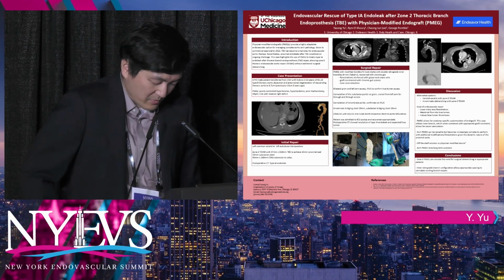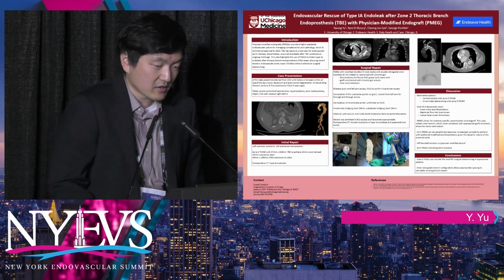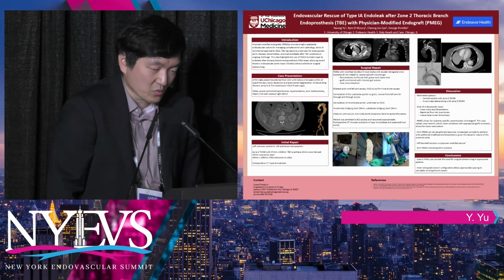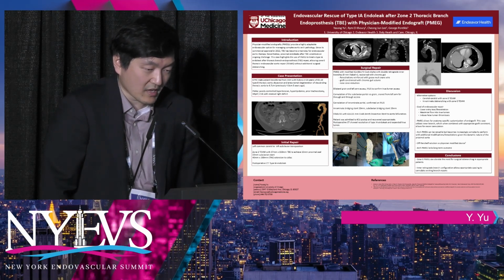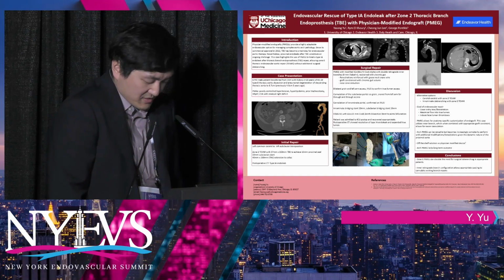Unfortunately, the postoperative CT did demonstrate a type 1A endoleak, as shown in the middle panel, the top pictures. There was pretty early filling of the aneurysmal sac, as well as that carotid stump, which was ligated during the initial debranching. So what are our options at this time?